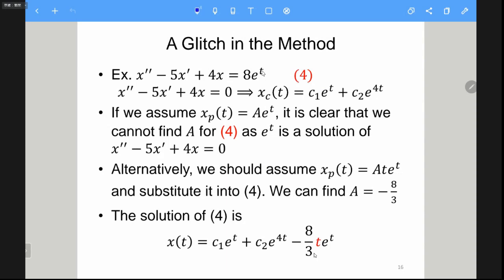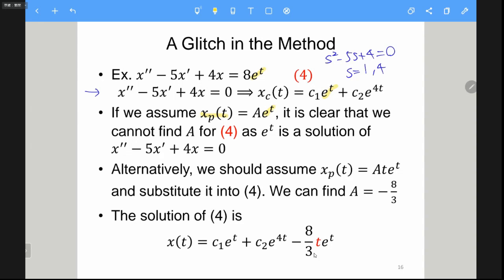So you still follow the procedure. You solve for the homogeneous solution, x double prime minus 5x prime plus 4x, letting the right hand side be 0. So you will get s squared minus 5s plus 4 equals 0, s equals 1 and 4. So you have an exponential to t and the exponential to 4t. You can quickly see that this is exponential to t, and this is also exponential to t. If you still assume the particular solution to be this one, then there will be no solution.